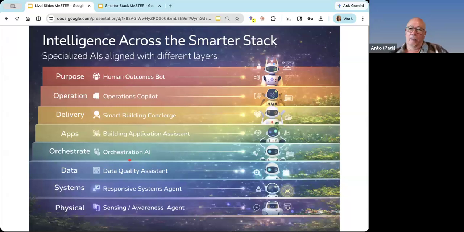This is another one, and we discussed this last Wednesday on our planning call, and some of these were concepts that came out in that call. This is another way of thinking about AI being able to help at each specific layer differently, which is interesting to think about: a human outcomes bot, whatever that is. An orchestration AI, okay, that makes sense. Not sure what that is.